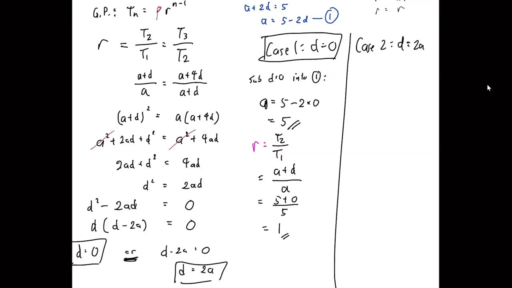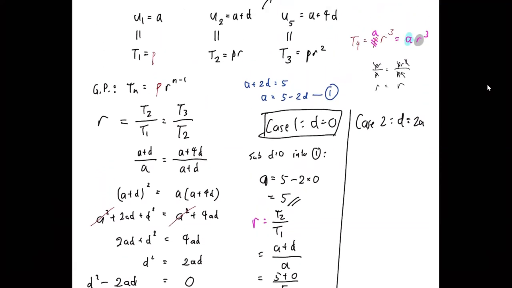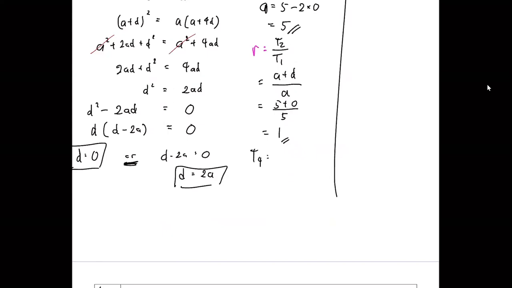Are we done? No, we need to substitute into the formula for T4 over here, A R power 3. So T4 is equal to A times R power 3, or you can just directly substitute in A is 5 times 1 power 3, which is 5. T4 is done for the first case where D equals 0.